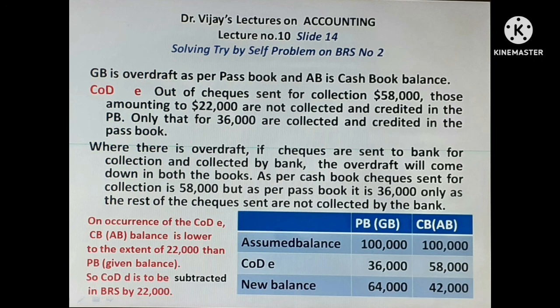Passbook, that is given balance, and cash book, that is balance to be arrived at, are both 100,000 assumed. Then the COD-E in passbook, 36,000 is shown, in cash book 58,000 is shown. Therefore, the new balance in given balance, that is passbook balance, is 64,000. In cash book balance, that is arrived at, it is 42,000. So that is lower. Arrived balance is lower, so the item is to be subtracted. 22,000 is to be subtracted.